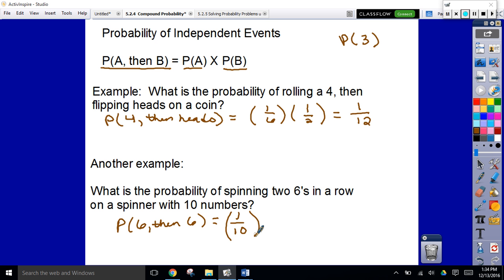1 out of 10. It's still 1 out of 10 because when we're spinning on a spinner, we don't use up spaces, right? It's not like once we've spun it, we can't spin it again. We could spin the exact same thing. So the probability that we're going to spin 2 6s in a row is 1 times 1 is 1, and 10 times 10 is 100. So it's a 1 in 100 chance that you're going to get 2 6s in a row.